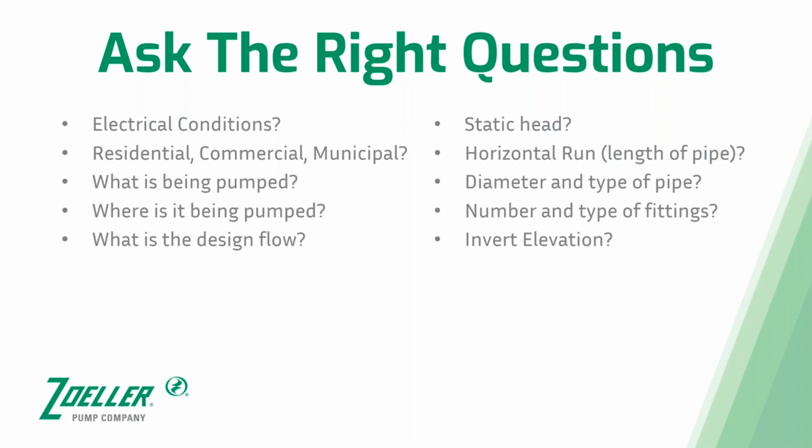You need to know how far you're pumping, or the horizontal run of your pipe. You'll need to know the diameter and type of pipe being used. So are you using 2-inch pipe, 3-inch pipe, 4-inch pipe, Schedule 40, Schedule 80, maybe some sort of stainless steel pipe. You need to know the number and type of fittings that are going to be installed as well. So that's going to be your check valves, gate valves, your elbows, T's, and really anything else that water is going to be moving through from your pump to your outfall.